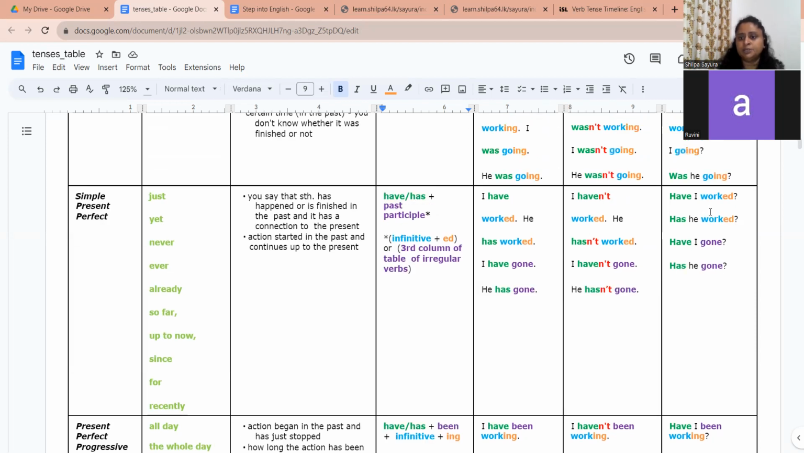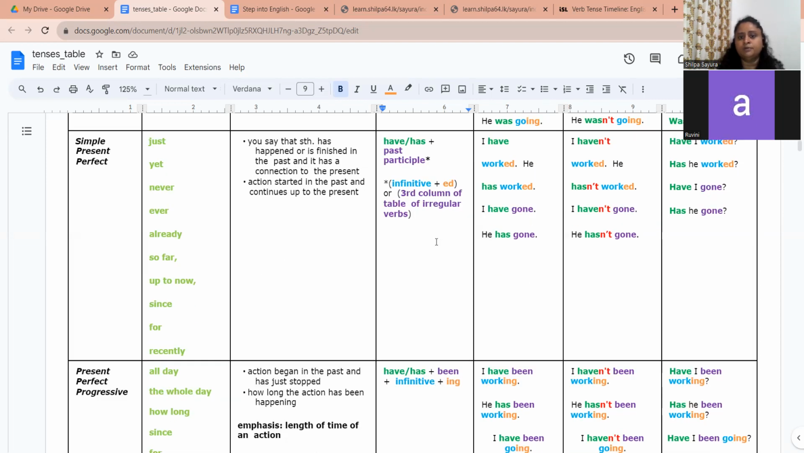Okay, and the negation, have a look at the negation and the question form. Up to now. I have read the book up to now. Up to page 200. I have read the book up to page 200. I have never been to America. I have already visited my grandmother for this year. So far, I have not talked to him.